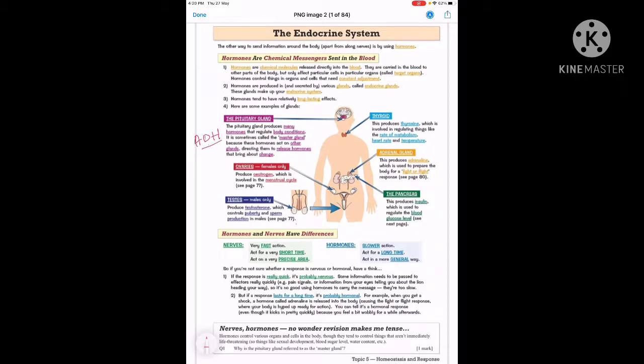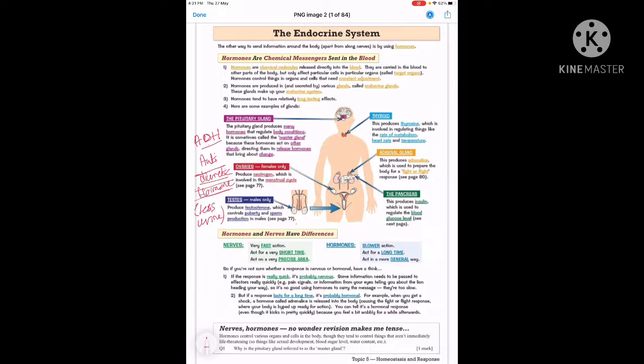ADH hormone. ADH is for antidiuretic hormone. Diuretic means a lot of urine. So antidiuretic hormone means that when this hormone is released in a large amount, you would have less urine, because it's antidiuretic, it releases less urine.